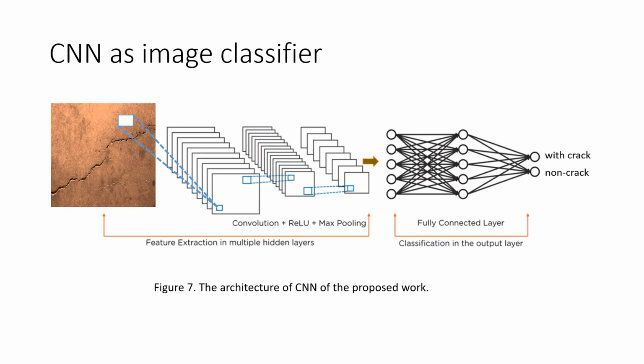So this is the sample of thermal image with a crack. We have feature extraction in multiple hidden layers from the convolutional, ReLU, and max pooling, and then we also have the classification in the output layer, which is fully connected. So the output can be detected as a cracked or an uncracked thermal image of any concrete.